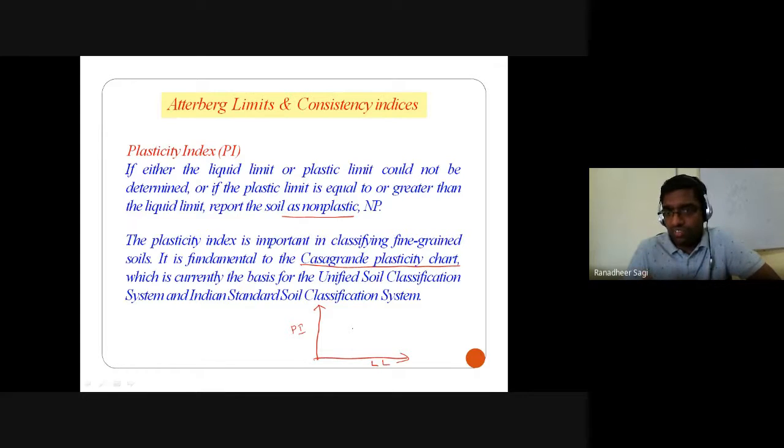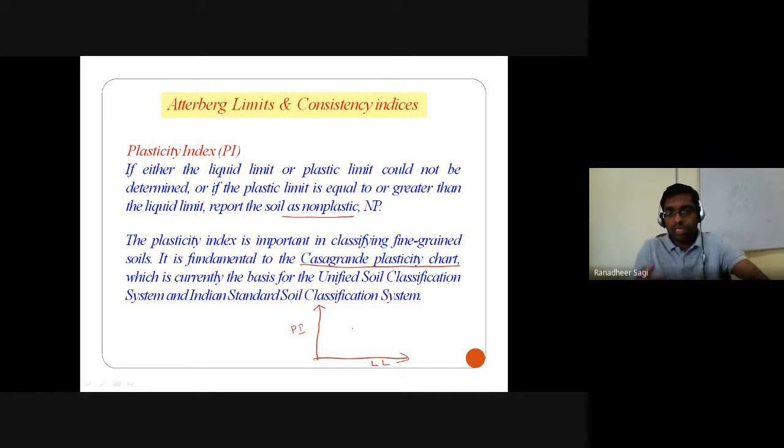So in the case of Casagrande's plasticity chart, how is that chart developed? It is based on the liquid limit value and the subsequent plasticity index value of the different soils on which Casagrande conducted tests. Based on that, he developed a standard chart, and based on that standard chart you can go on to classify your fine grained soil.